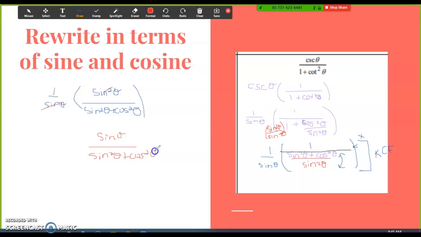Now, looking at this, it seems as if we are done. But I want you guys to take a second and look at the denominator. Sine squared theta plus cosine squared theta. Is that something that we know? Yes, it is our Pythagorean identity. Sine squared of theta plus cosine squared of theta is equal to 1. So let's just substitute that 1 in for the denominator, and we would have a sine of theta over 1. Which means that all of this was just a fancy way to write sine of theta.